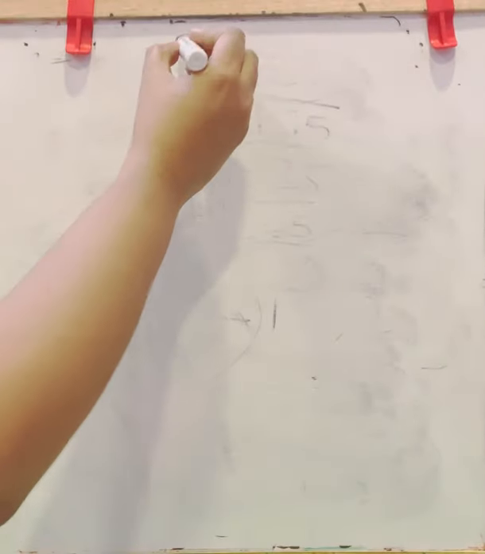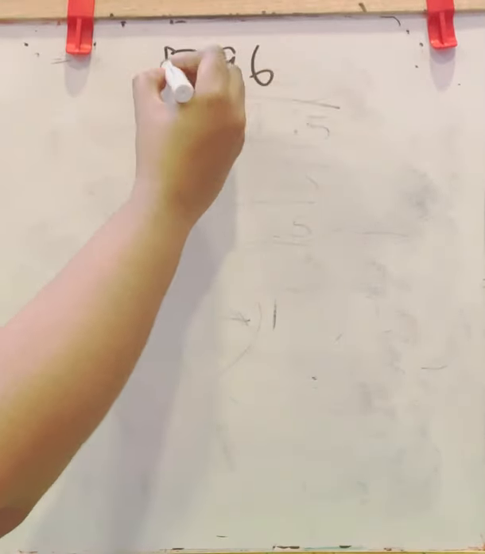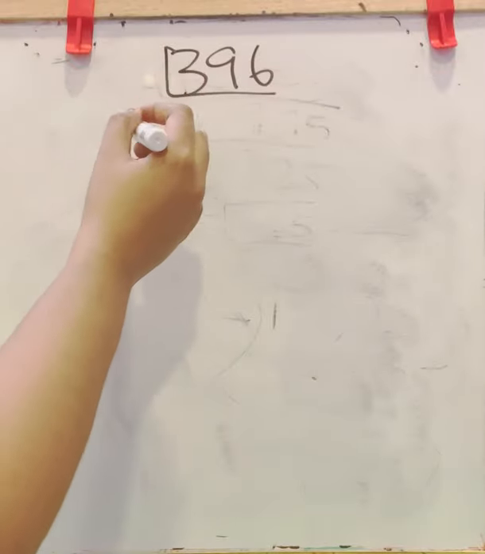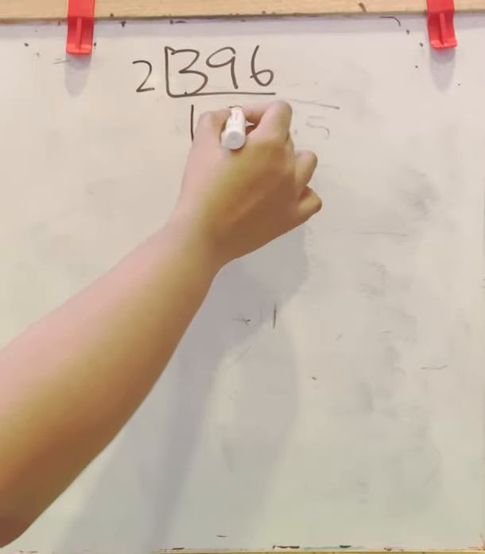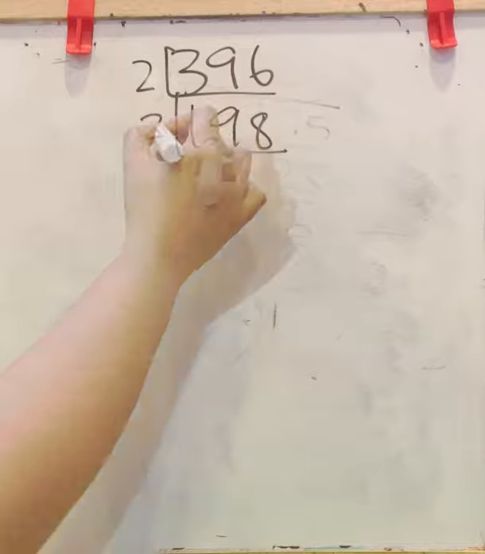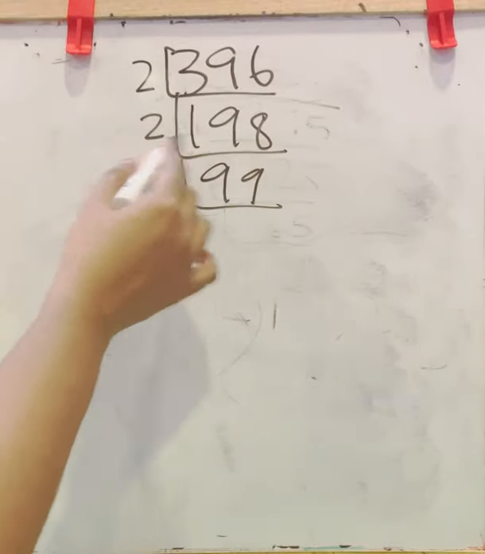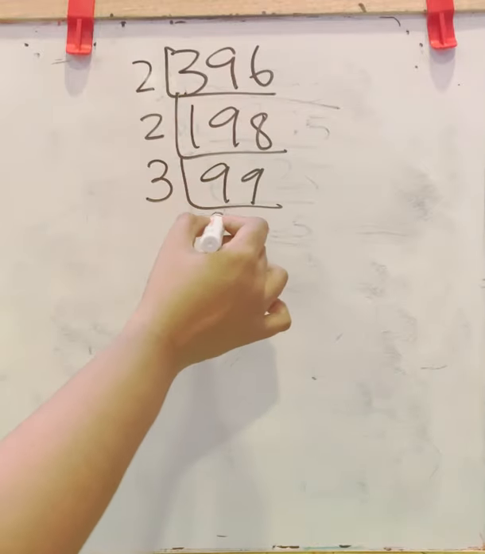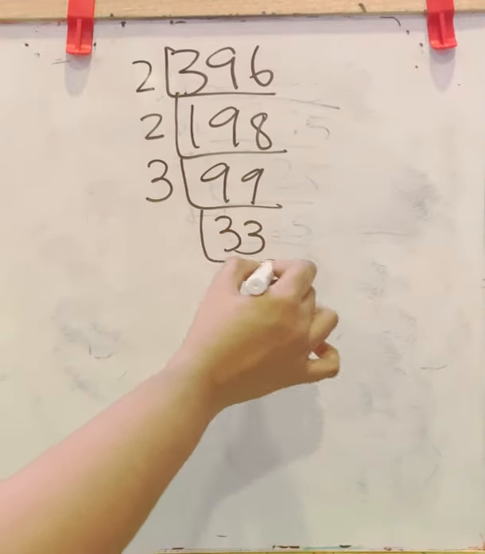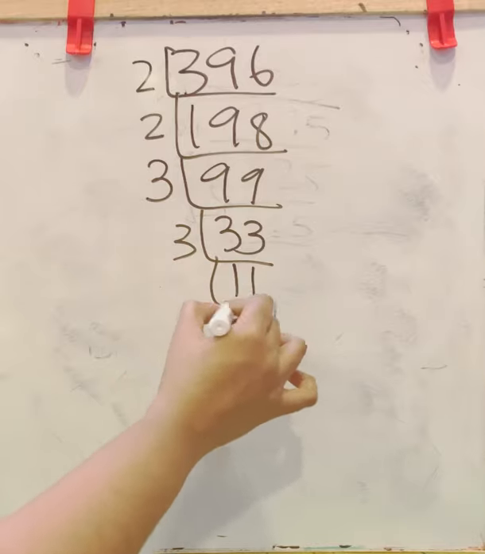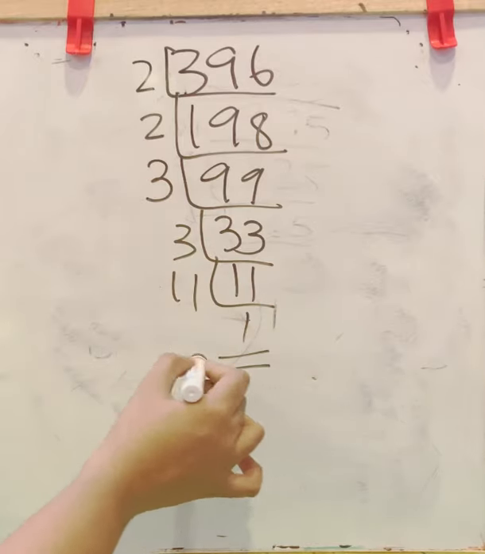Next number 396. We will factorize this. This is not a perfect square. 2, 198. Again 2, 99. Now in this 99, you can't divide it with 2. Next is 3, 33. Again 3, 11 3s are 33. Again with 11, 1. Stop here.